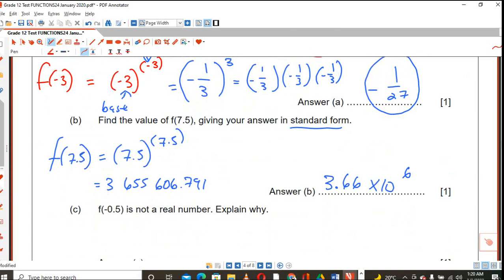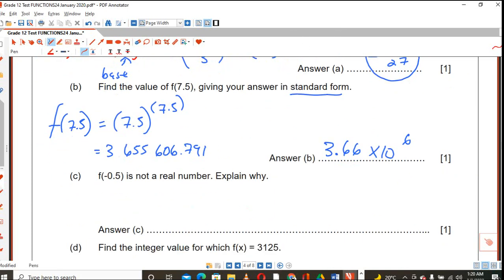Right, they are saying you're supposed to explain why this is not a real number. Let's first see what it means. I'm going to write this as a fraction, so it's actually negative 1/2 raised to the power of negative 1/2. Remember what I said about negative indices: you must take this base and swap it around. So it becomes negative 2 raised to the power of 1/2.